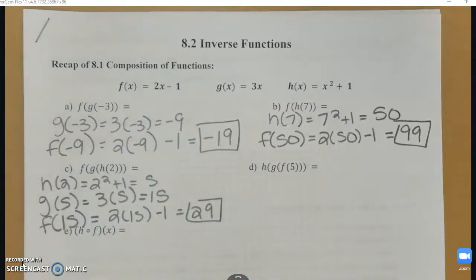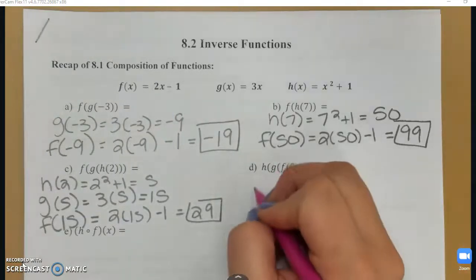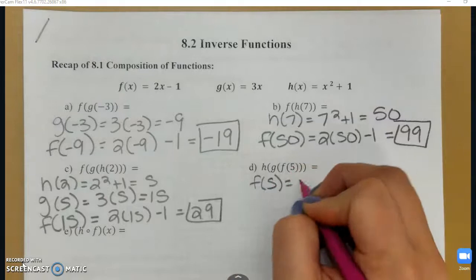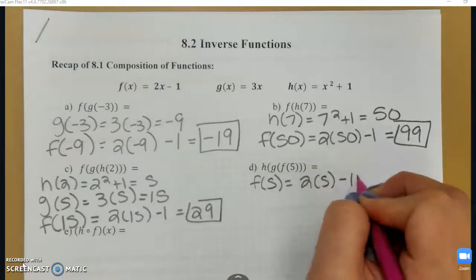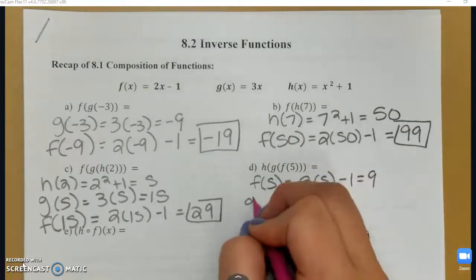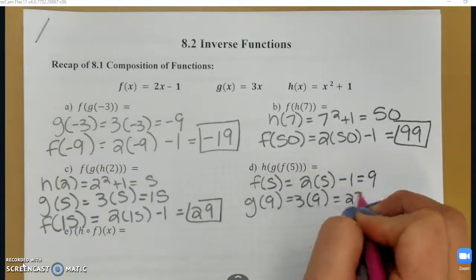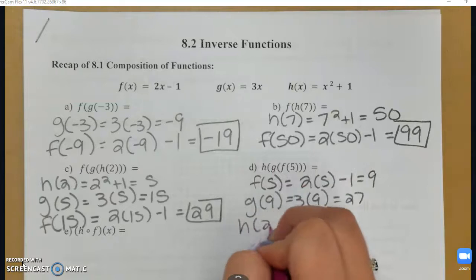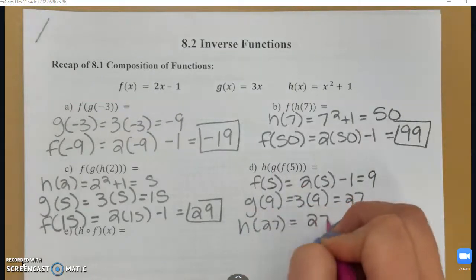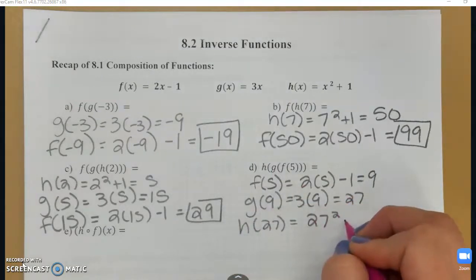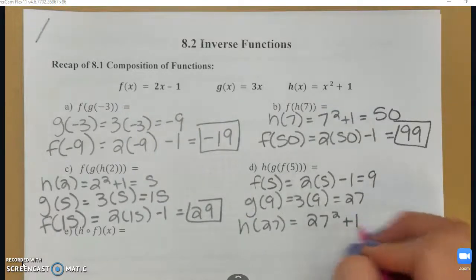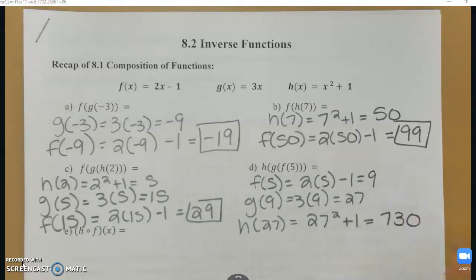h of g of f of 5, another one working from the inside out. Let's find f of 5. 2 times 5 minus 1 is going to be 9, which means I'm now looking for g of 9. That's going to be 3 times 9, which is 27, which means I'm lastly looking for h of 27. That's going to be 27 squared plus 1. 27 squared is 729, and if I add 1 to that, I get 730. Okay, so that's all numeric.